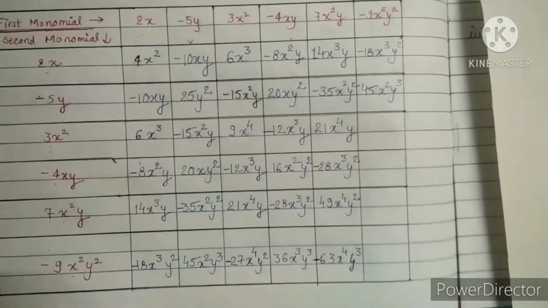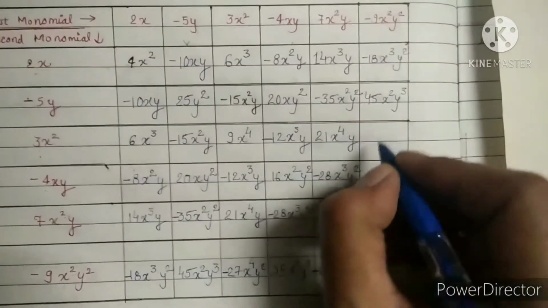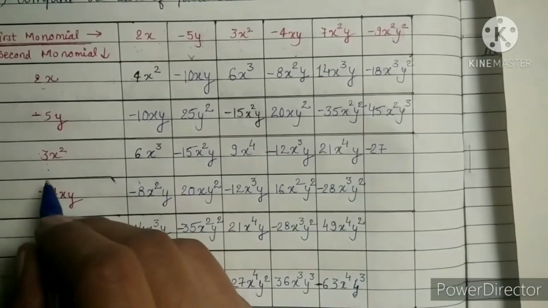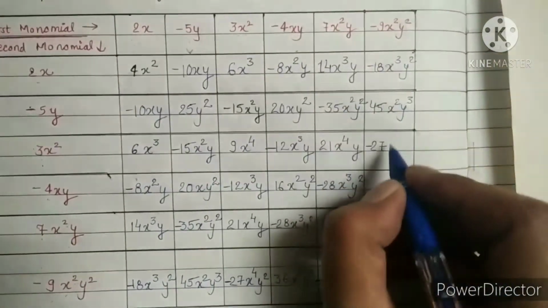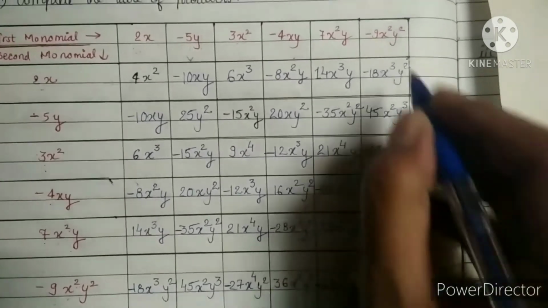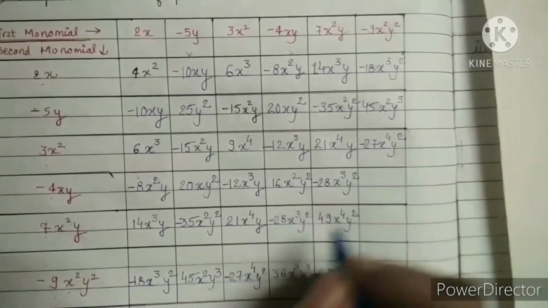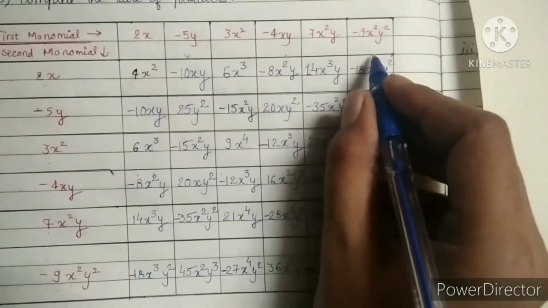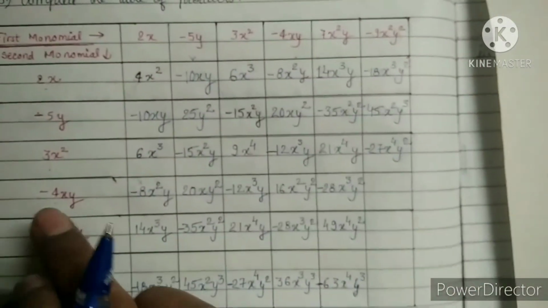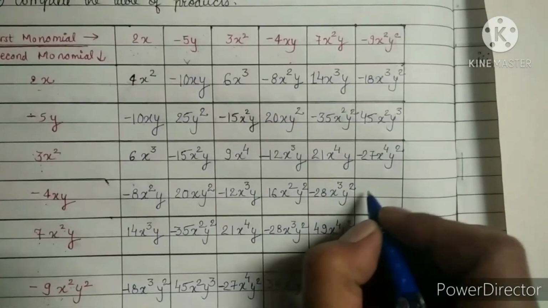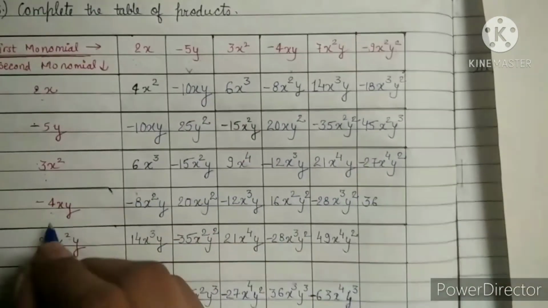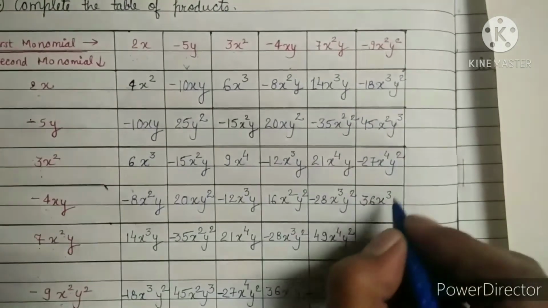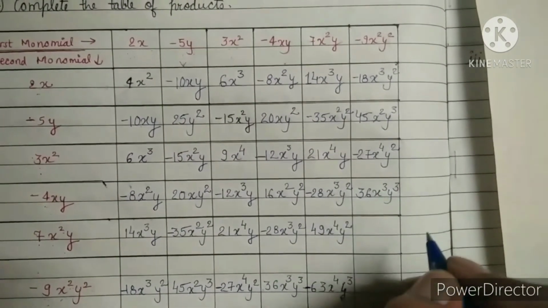Now last column, 3 9s are 27, but negative. X is to power 2, x is to power 2. So x is to power 4 and y square will remain same. Now minus 4 and minus 9. So minus minus cut to each other. 4 9s are 36. X into x square, x cube, y into y square, y cube.